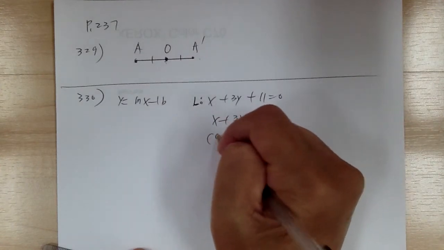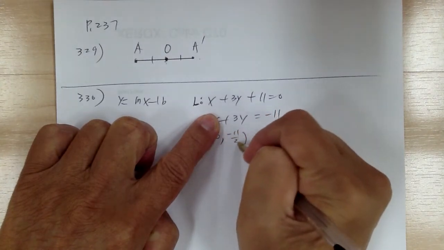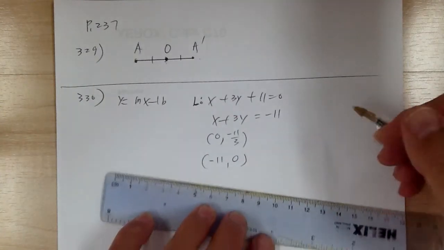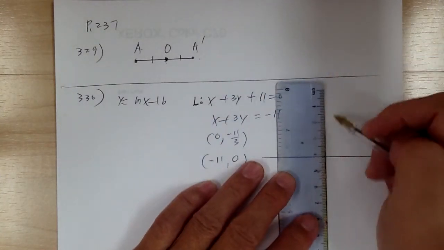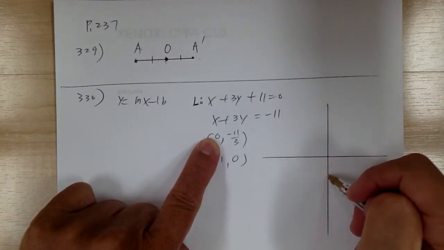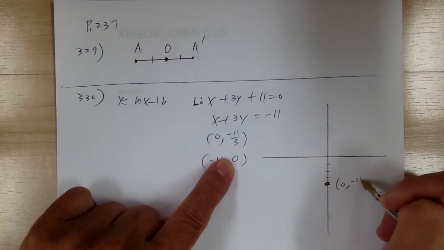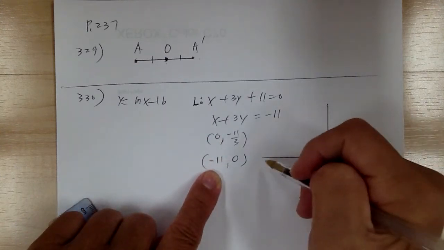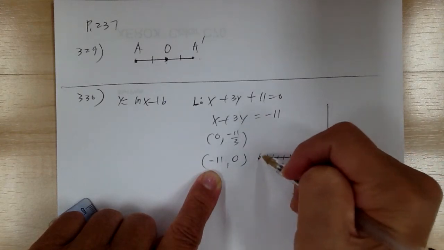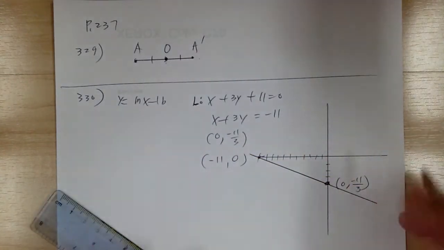If you let x equal to 0, then y will equal negative 11 over 3. If you let y equal to 0, x will equal negative 11. So if you sketch these out, again, I'm not going to draw this to scale. So 0, negative 11 over 3, about right over here, and this would be negative 11. And so basically you have this line right over here, and here's your x-axis.